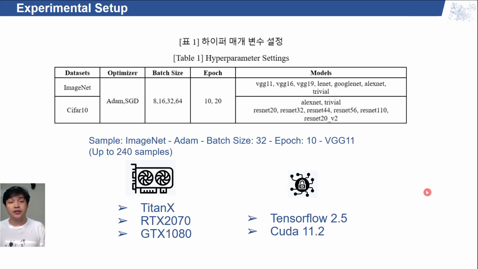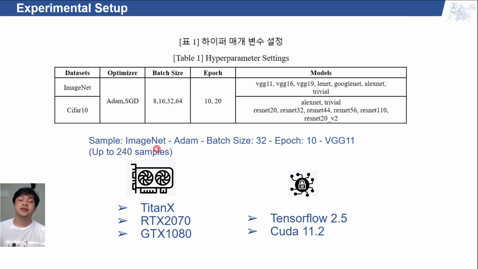For our experimental setup, we'll be using two datasets, ImageNet and CIFAR10, using Adam and SGD optimizers with multiple batch size configurations, 16, 32, 64, and two epoch settings, 10 and 20, and using various ImageNet models and various CIFAR10 models. We will be creating a sample for each combination in this hyperparameter settings table, which will give us up to 240 samples.